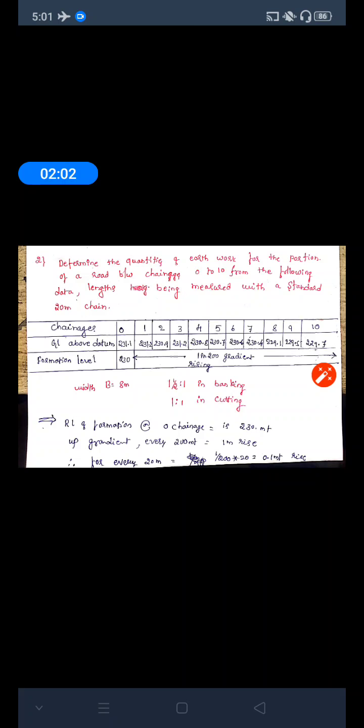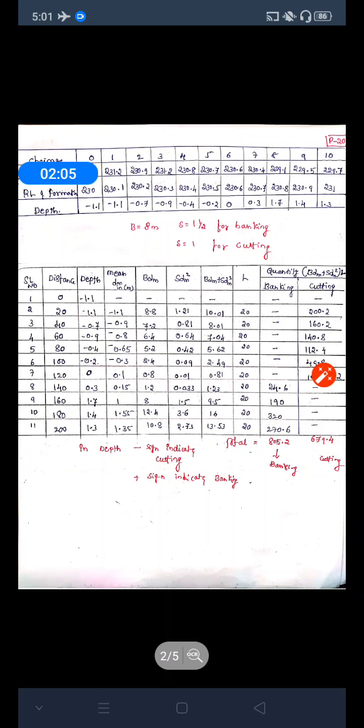So we can see in this tabular column the formation level at 1 is 230.1, at 2 it will be 230.2, at 3 it will be 230.3, at 4 it will be 230.4, and at 5 it will be 230.5. Similarly, the formation level at 10 equals exactly 231. Remember, at every 200 meter there will be a 1 meter rise. Then he has given the slope like this. Then we should calculate the quantity.